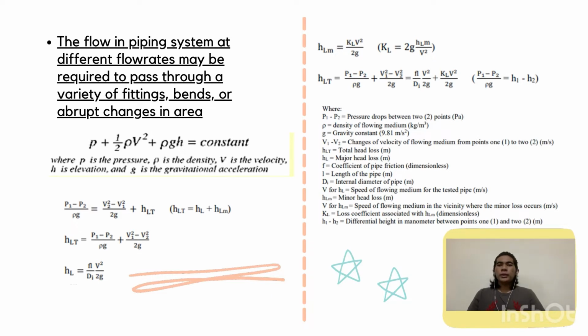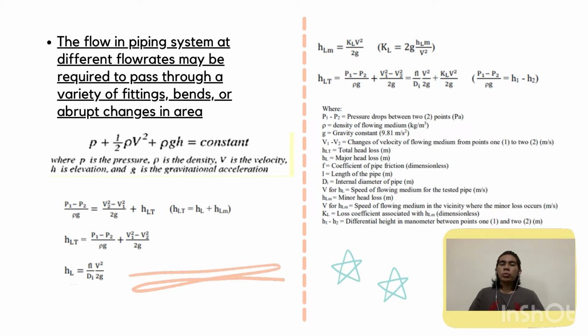The flow in a pipe system at different flow rates may be required to pass through a variety of fittings, bends, or abrupt changes in area. Minor head loss HLM are additional head loss that occur mostly as a result of flow separation. As you guys can see on the slide, by simplifying the Bernoulli equation between 2 points for the horizontal elevation Z1 equals Z2 in the pipe, the pressure loss and the total head loss HLT could be determined as follows, which we can find by using equation number 5.